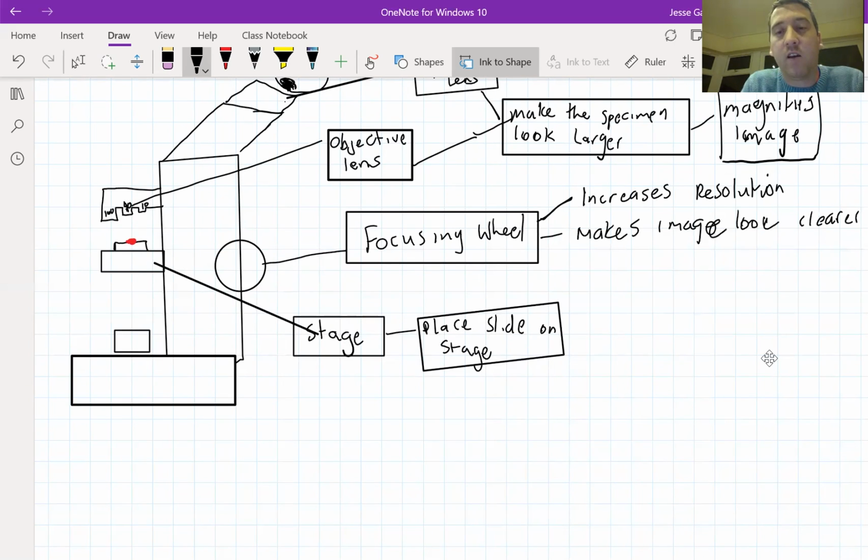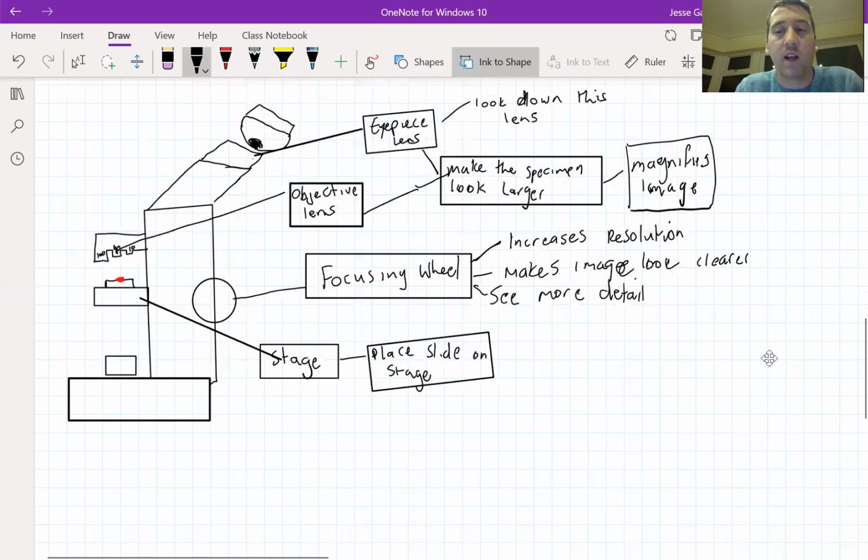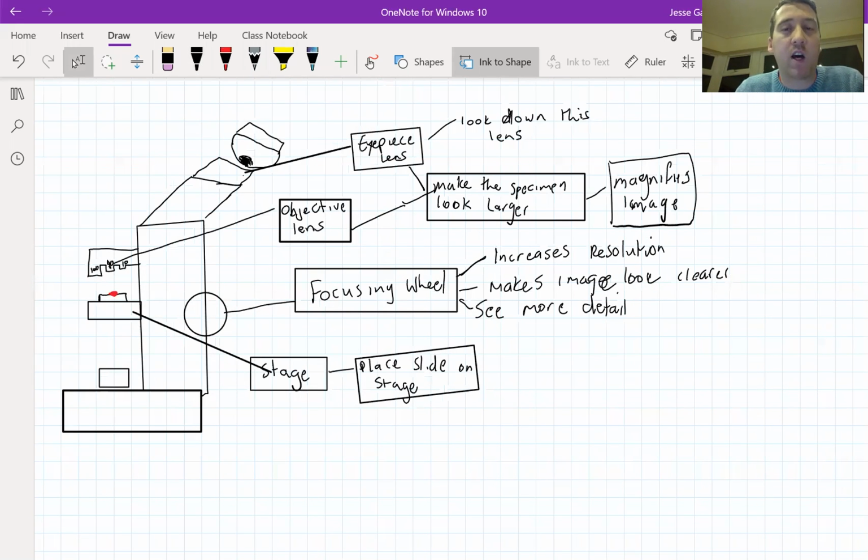This helps you to see more detail. Things like the nucleus and mitochondria, we need to see the detail. We need the image to be clearer. So we use the focusing wheel. So very quickly again, we've got the eyepiece lens. We look down this lens. We've got the objective lens, which is close to the object, and they work together. The eyepiece lens and the objective lens work together to make the specimen look larger. They work together to magnify the image. We've got the focusing wheel. The focusing wheel increases resolution and it makes the image look clearer so we can see more detail.